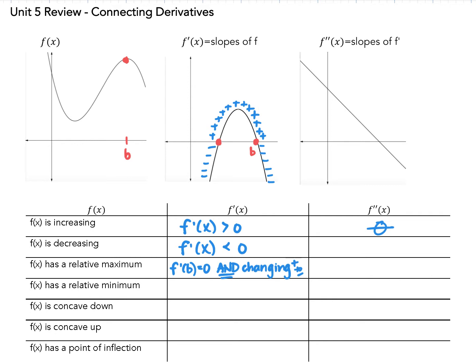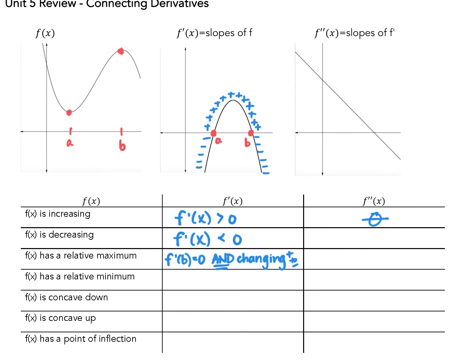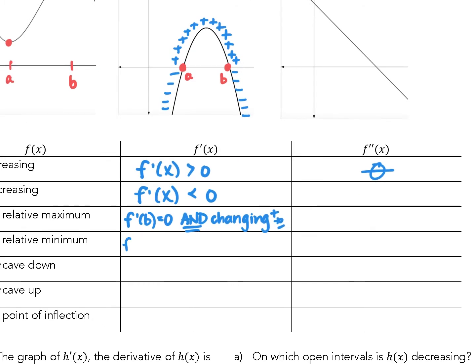And then having that relative minimum will be happening at a. My value here at a gives me a relative minimum for f of x. And it has a minimum because f prime of a is 0 and changing from minus to plus.